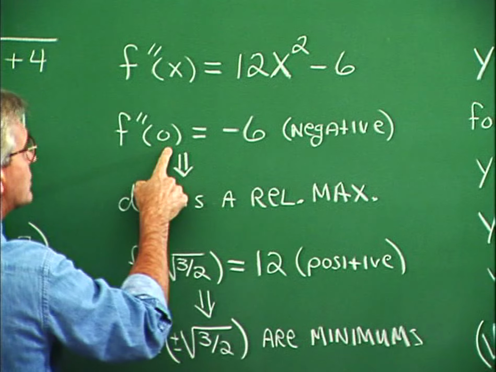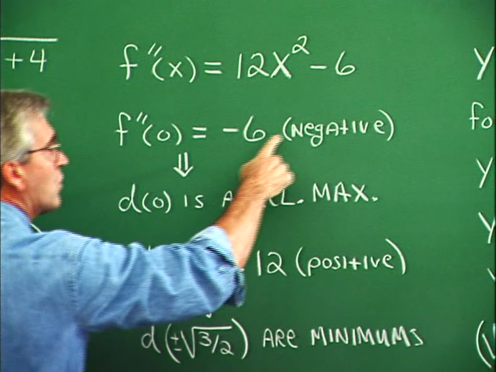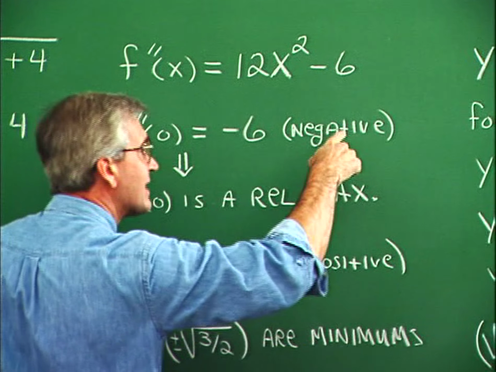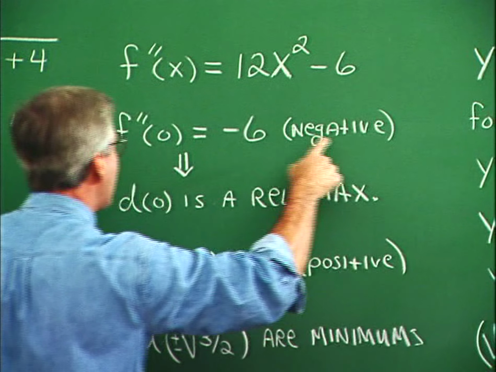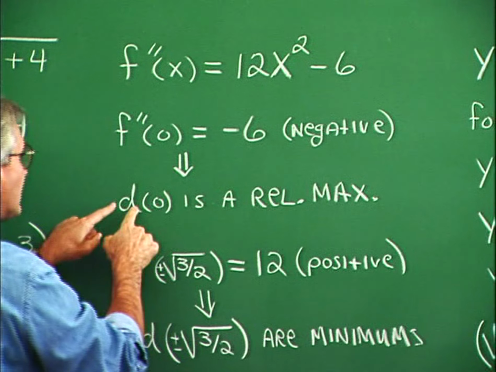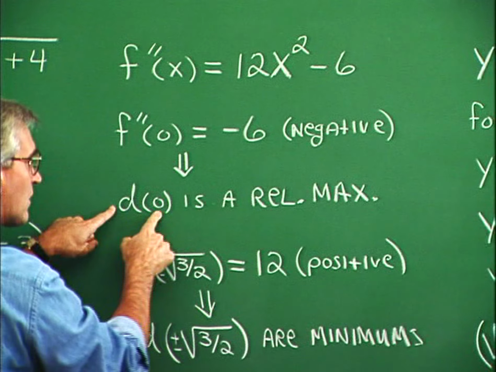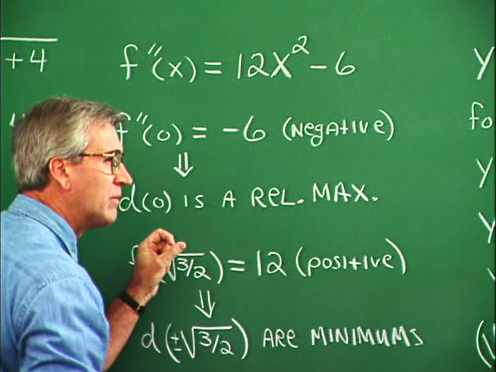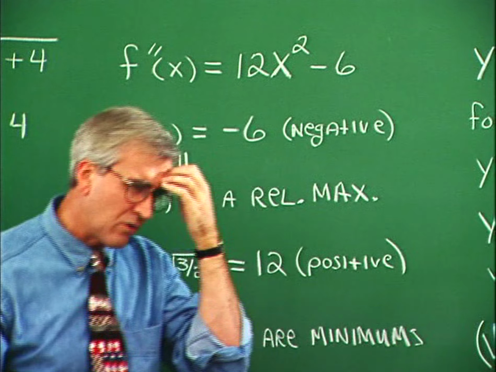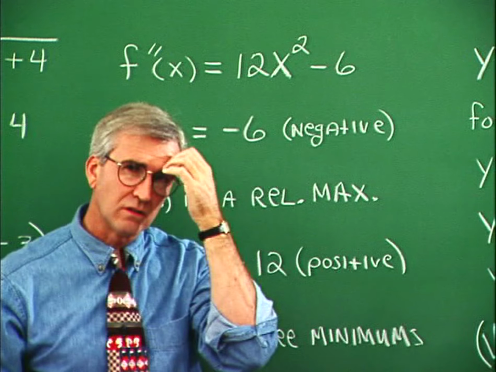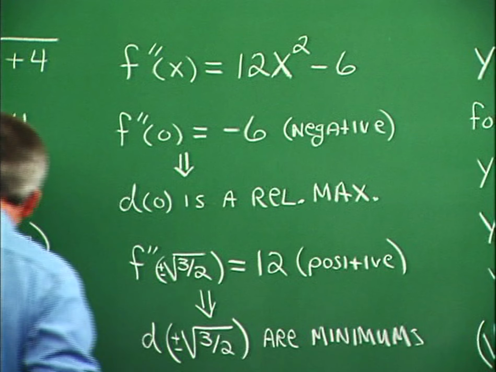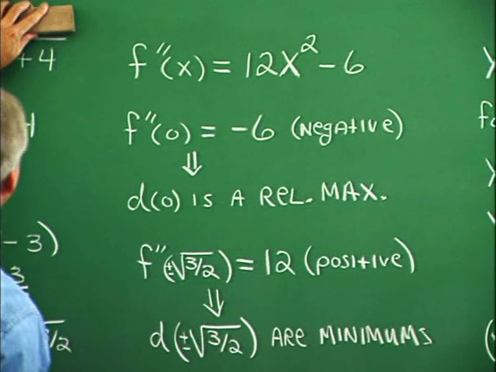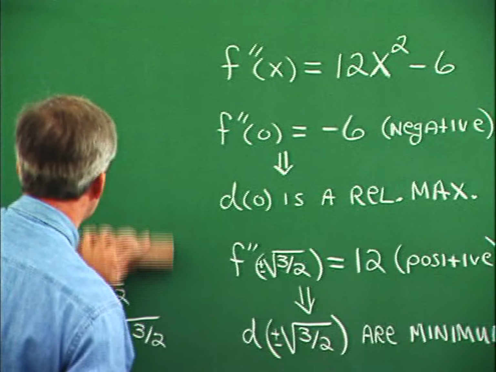F double prime of 0 is -6, and the important idea here is that it's negative. And if it's negative, it implies that the distance in terms of 0 is a relative maximum. Relative maximum. How can it be a relative maximum distance? Well, let me show you here why that is the case.